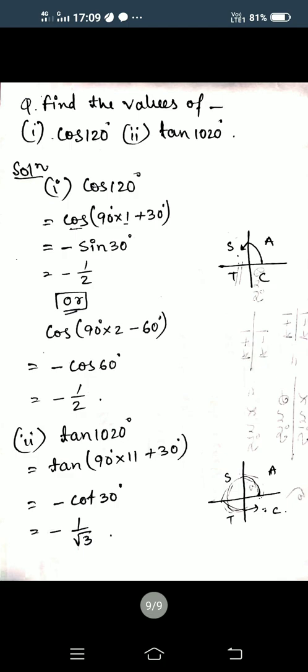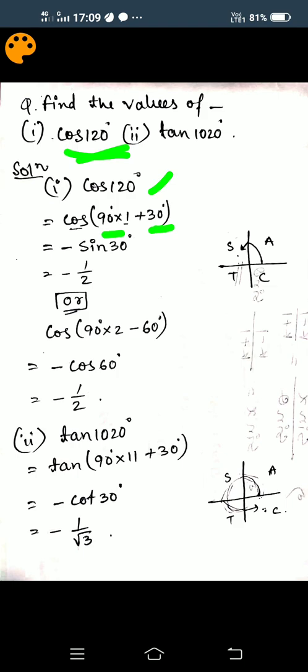Suppose this one, find the values of the following: cos 120 and tan 1020 degree. Okay, so cos 120 degree is obviously greater than 90 degree, so we cannot use the table directly. So cos 120 we can break like this. Always try to break as the multiple of 90. Okay, so 120 can be broken as 90 into 1 plus 30 degree. 90 into 1 is 90, plus 30, that is 120 degree.